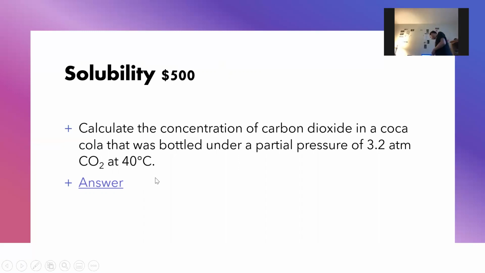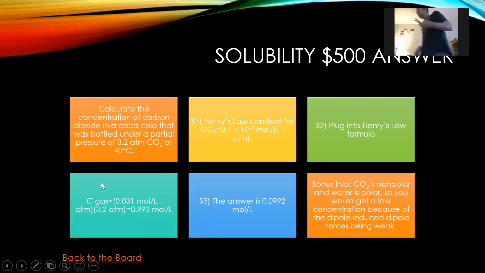Let's figure out how we're going to calculate that. We use Henry's law to solve this. The Henry's law formula is C gas equals K_H times P. K is the Henry's law constant, and P is the partial pressure. C is concentration. We're trying to calculate the concentration, so we're looking for C.